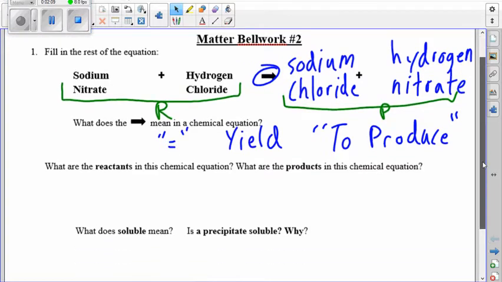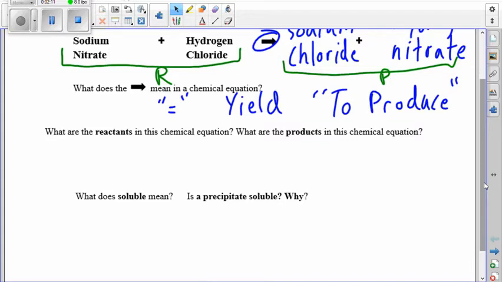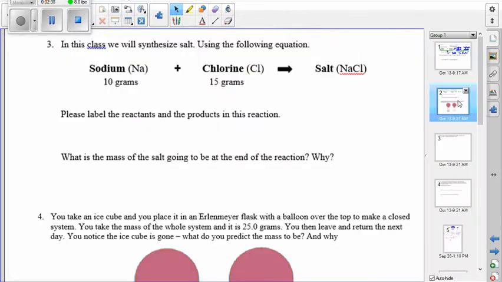What does it mean for something to be soluble? It can dissolve, that's right. Are precipitates soluble? No, they're not. And that's why they formed in the first place. If they were soluble, when we pour those two solutions together, we wouldn't see anything happen because they would just stay dissolved. But because we see that solid form, we're like, oh, that must not be soluble. So please keep that in mind. We'll go ahead and move past that.